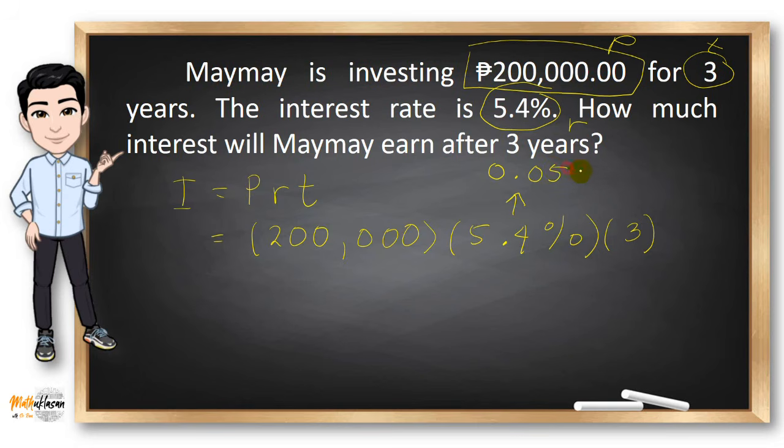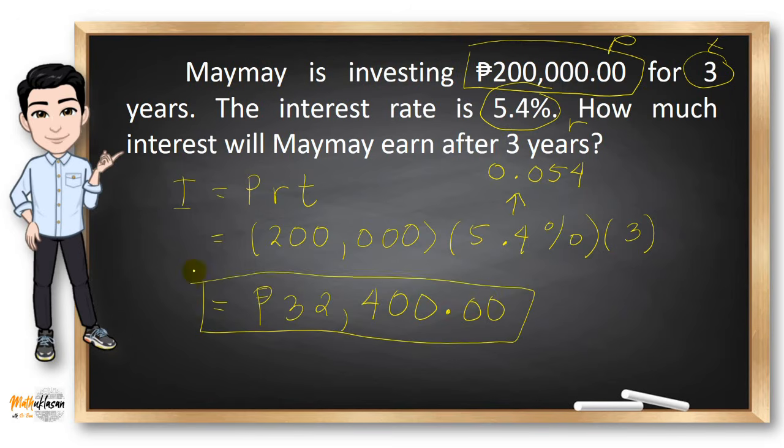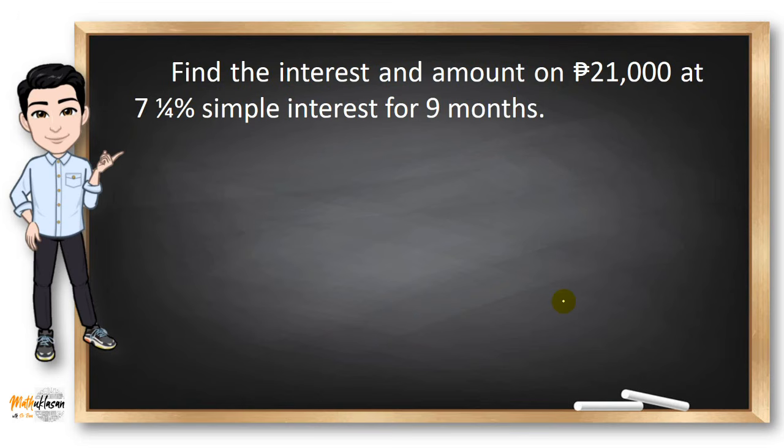So in this case, this is 0.054. By getting the value on your calculator, the answer is 32,400 pesos. So the interest that Maymay will get after 3 years is 32,400 pesos. Next problem. Find the interest and amount on 21,000 pesos at 7 1/4% simple interest for 9 months.